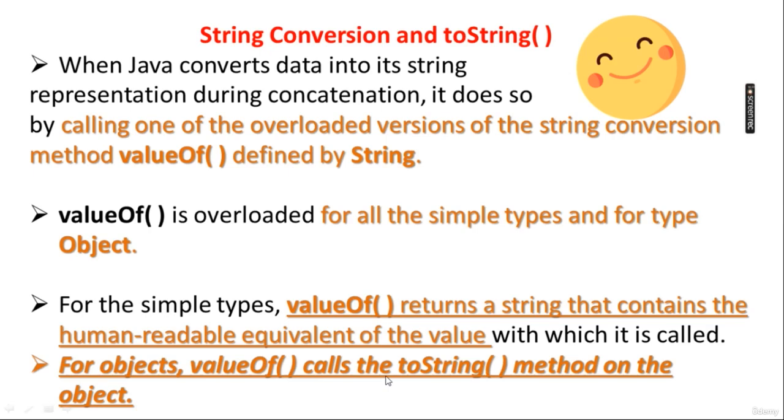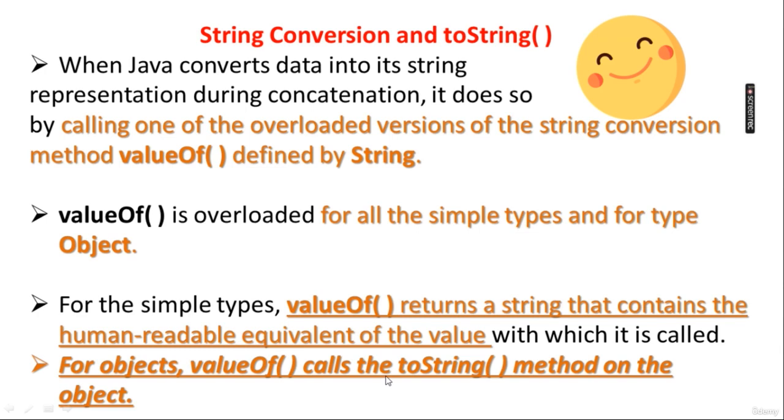When Java converts data into string representation during concatenation, it does so by calling one of the overloaded versions of the string conversion method valueOf defined by String. Okay, valueOf(int) will give you the string representation of int. valueOf(float) will give you the string representation of float. valueOf is overloaded for all the simple types and for type Object as well.